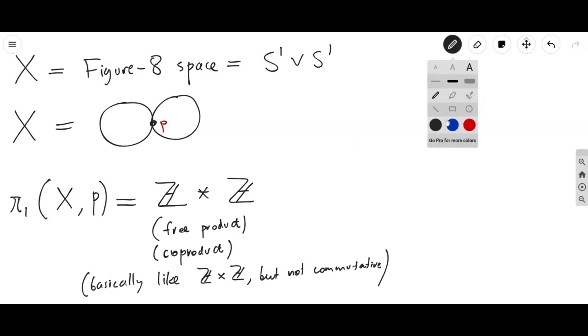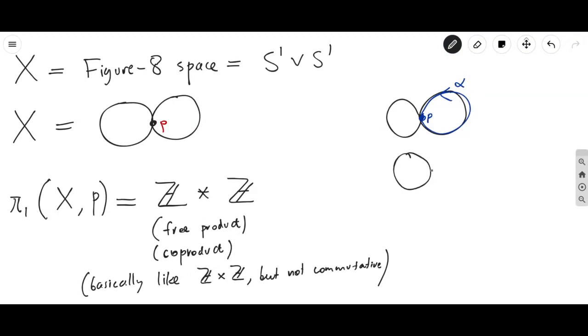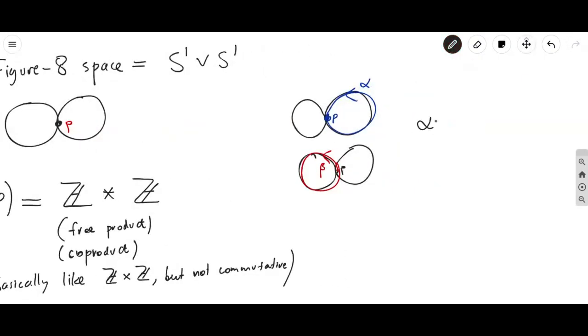But basically, the way this is going to work is you're going to have, that's your base point P. So you're going to have a loop. One of them is going to go like this. Let's call this alpha. And the other one is going to go like this. Let's call this one beta. And I think it's intuitively clear that alpha and beta are different homotopy classes. There's no way to move the blue one to the red one because you have all that empty space. So it makes sense why you cannot move that one over to the other side. So that makes sense.